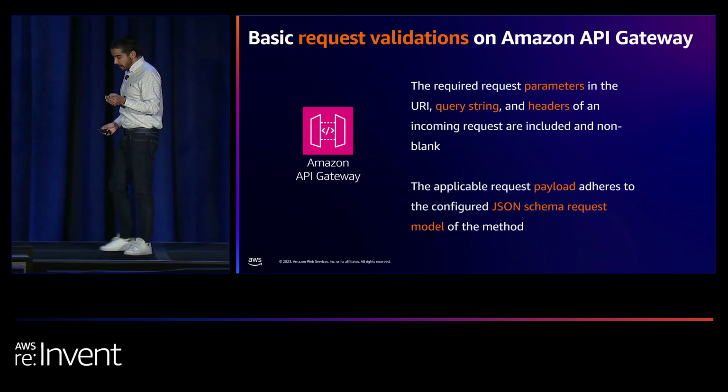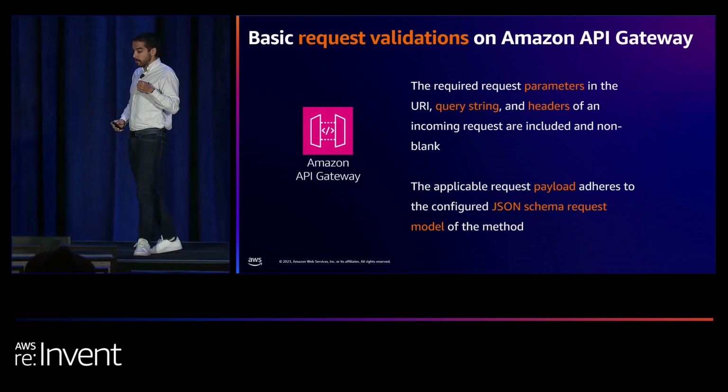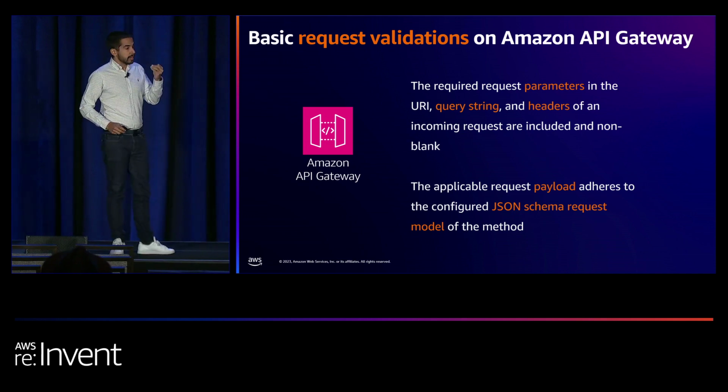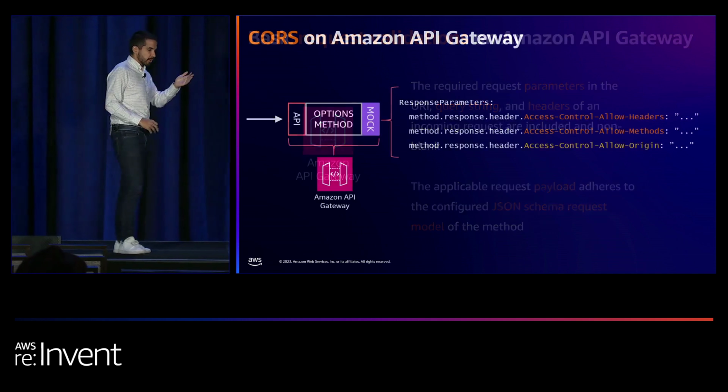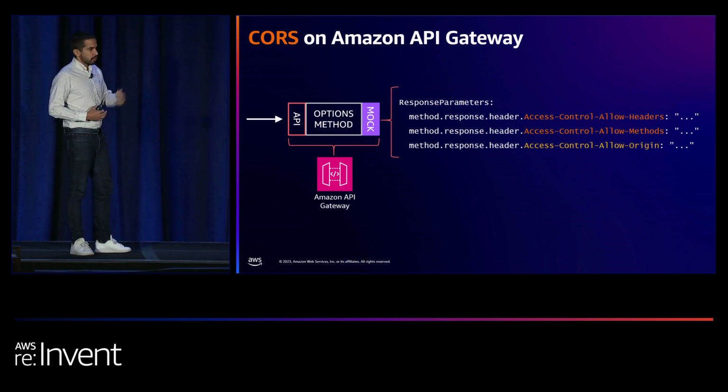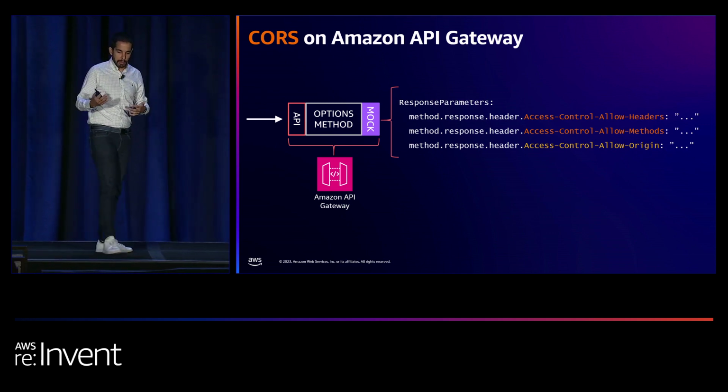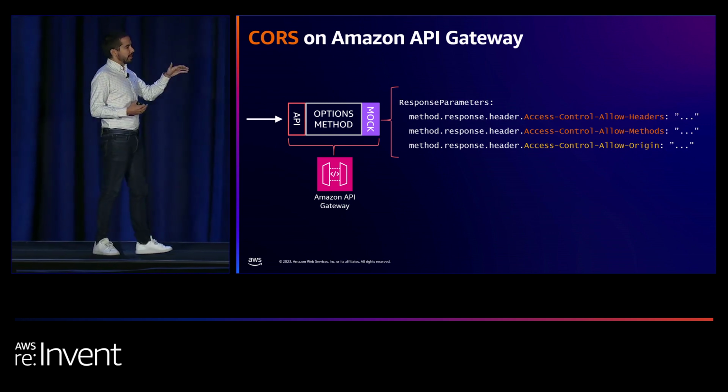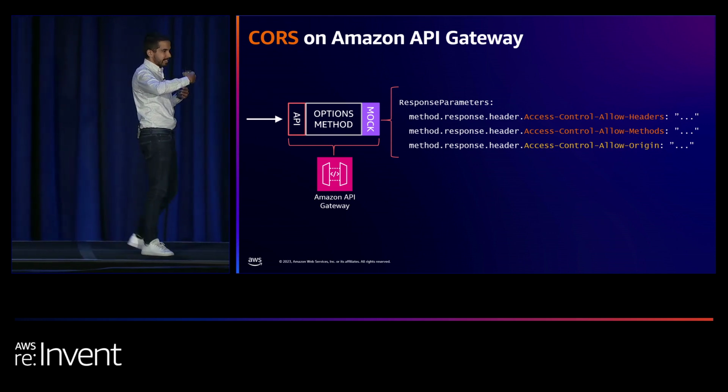And a third and last protection that you can implement in Amazon API Gateway is with a very common vulnerability with CORS. So CORS is a security measure that needs to be applied or implemented in some APIs to let web browsers access them.